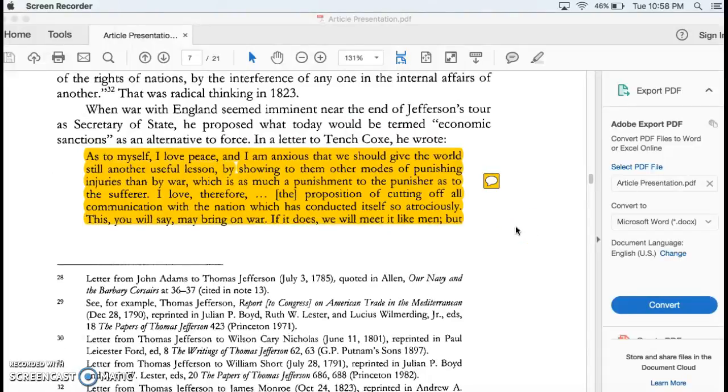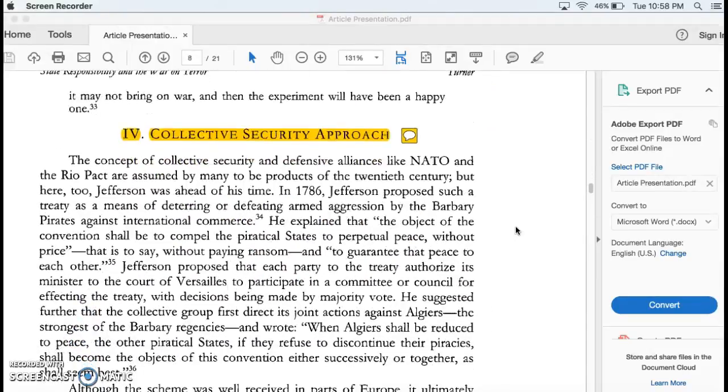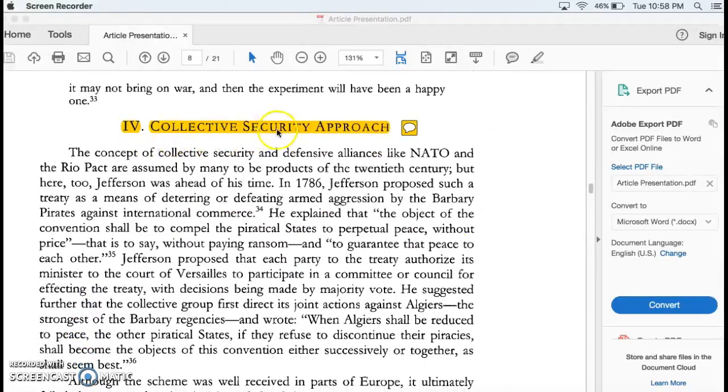Effective use of quotations, such as the ones found in this article, is essential to historical writing of any kind because it not only makes the writing more interesting, but it lends to its credibility as well. All right, so moving on from quotations, let's now discuss headings. And I've got an example down here on the next page. You see collective security approach.